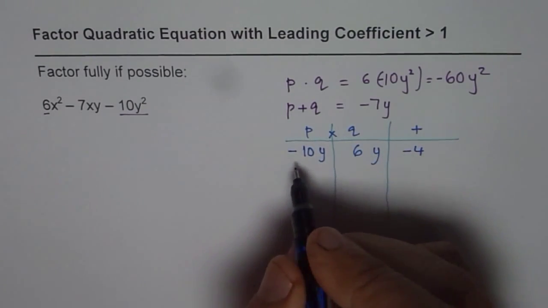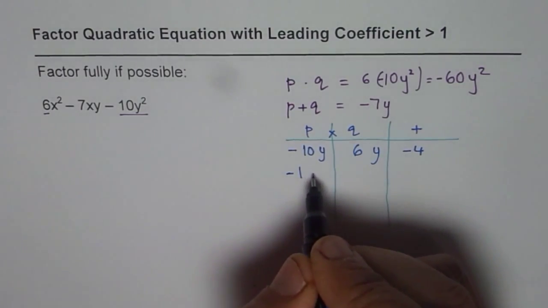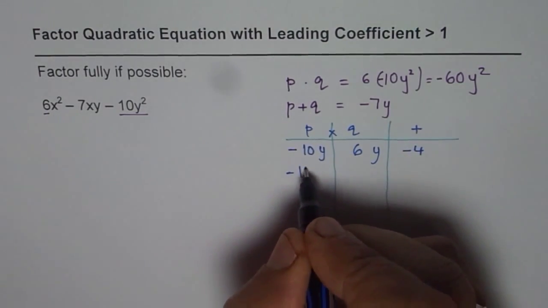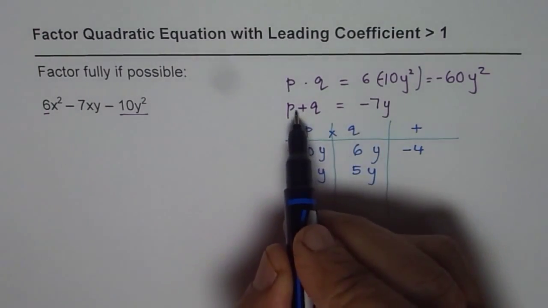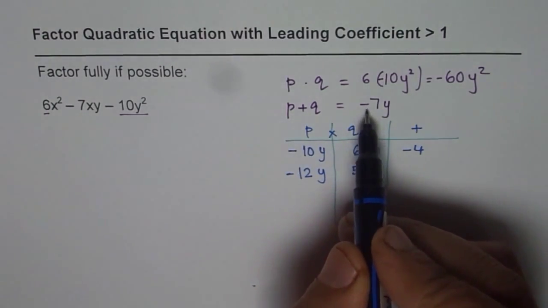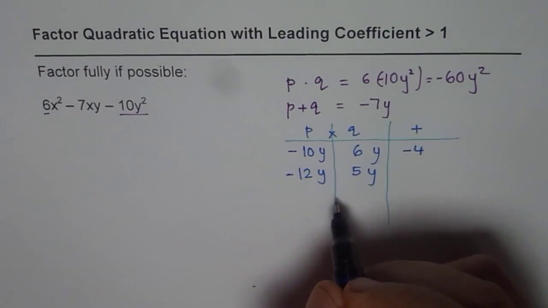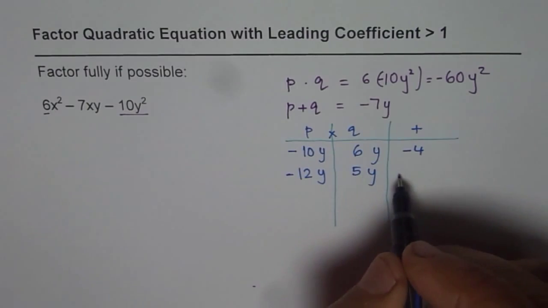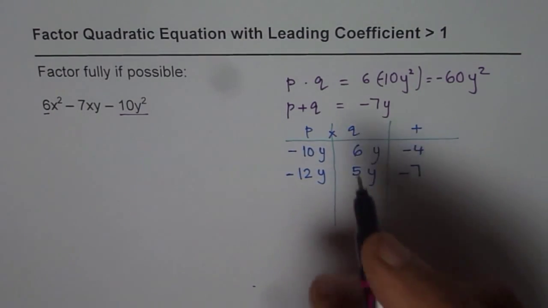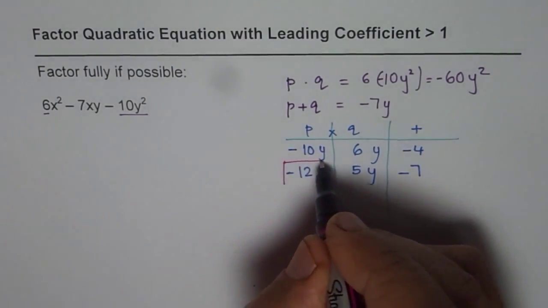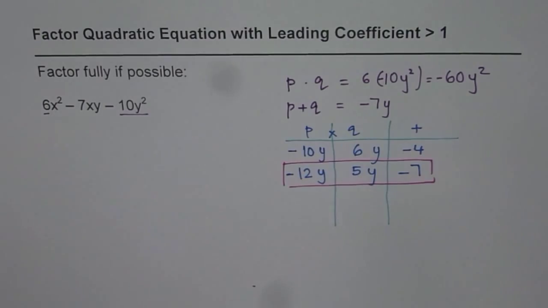Okay, so let me try some other numbers, and let us say there are many factors for this. Let's try 12 times 5. So 12y and 5y. Since the sum is negative, the greater number should be negative. This gives us a product of minus 60y squared, of course, and when we add, we do get minus 7y also, correct? So this is just the right combination we are looking for. Perfect.